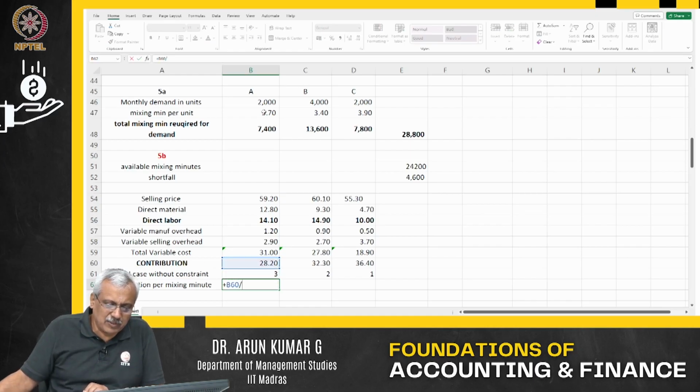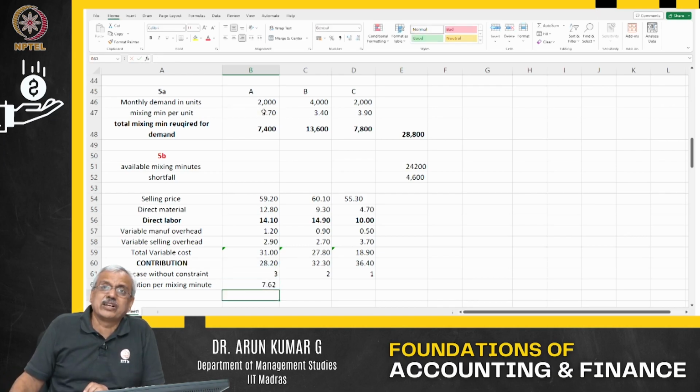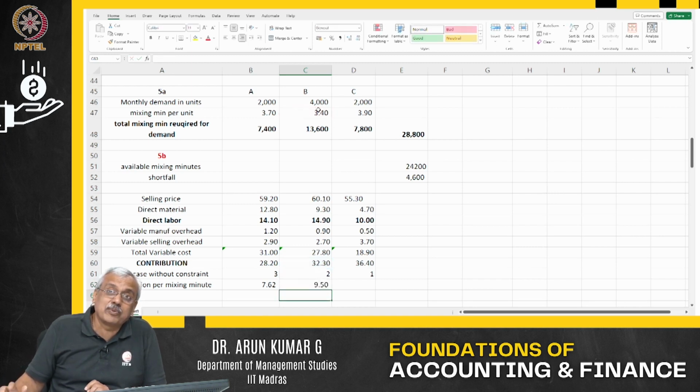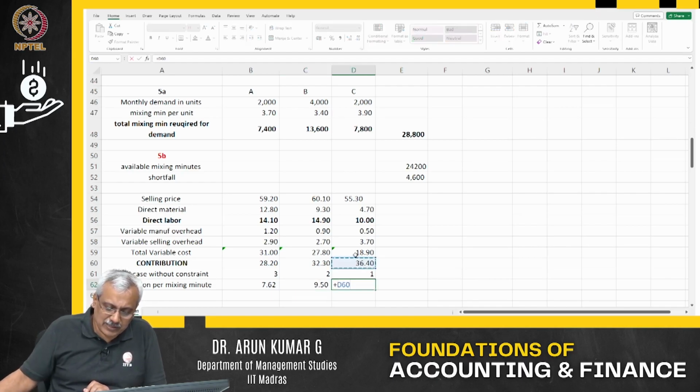This is the contribution I have, and I earn this contribution by using 3.7 mixing minutes. So per minute I am getting a contribution of 7.62. Whereas in this particular case I earn 32.230 and the number of mixing minutes I use is about 3.4, so I make about 9.50. In the case of the last one, I have a contribution of 36.40 and I use mixing minutes of about 3.9, so 9.33.